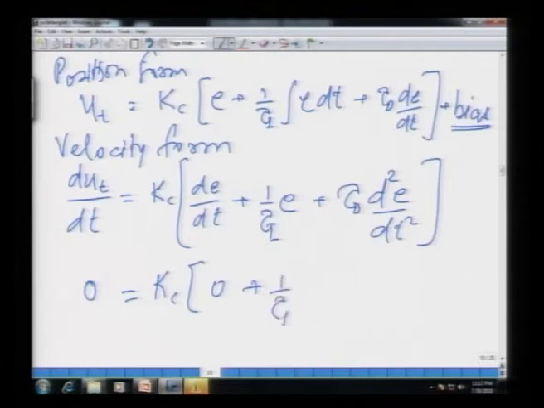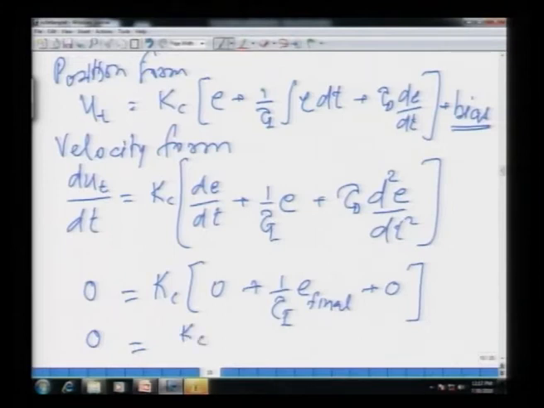We do not know what the error is. So, I will just keep it at E at final steady state, plus the second derivative of time, because by definition of steady state all time derivatives are 0, we will get this. So, what you get is 0 equal to Kc by tau I times E final.